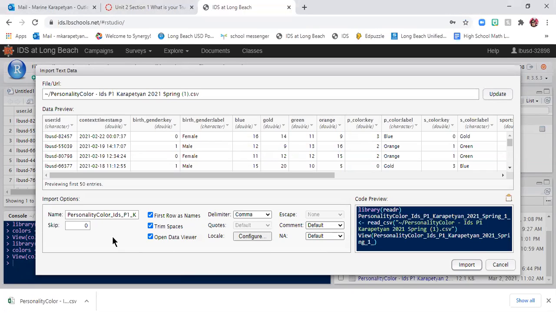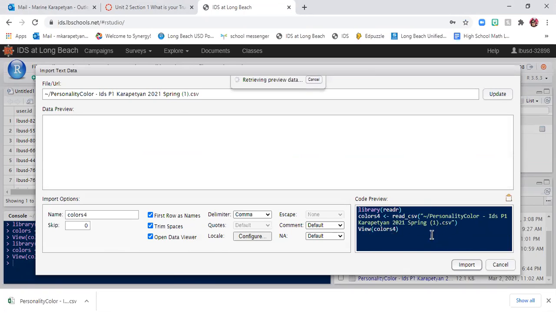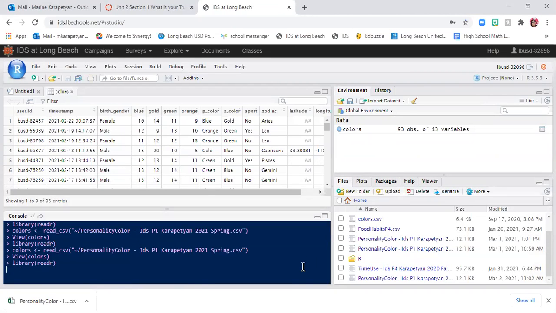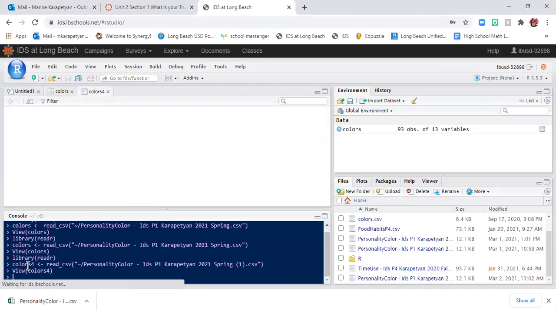So guys, over here, once you've imported the data set, you want to make sure you change the name to something simple. I can do colors 4 for period 4. That's my trial here. So colors 4. Notice it didn't update here, so I want to click out of that and let it update here with the shorter name that I put in there. Then I'm going to import that data set, and it should load here in my environment pane.